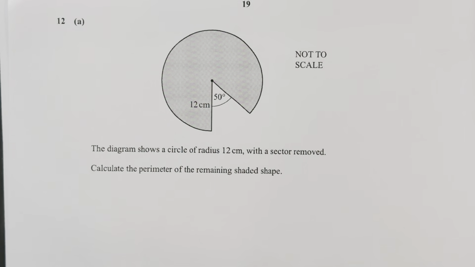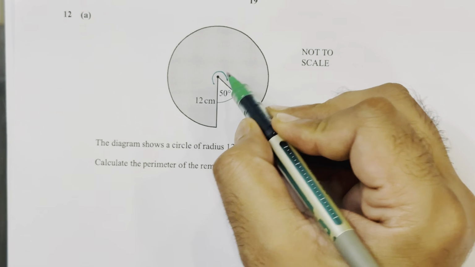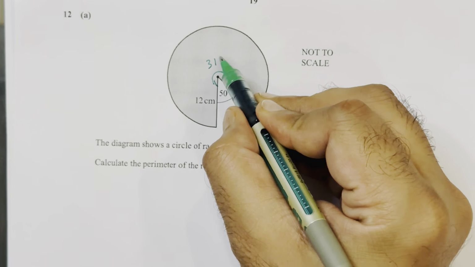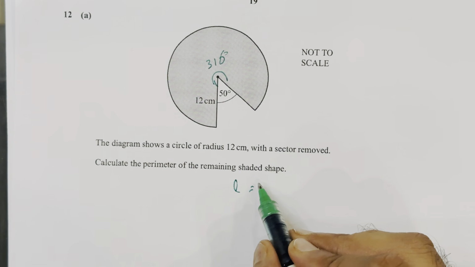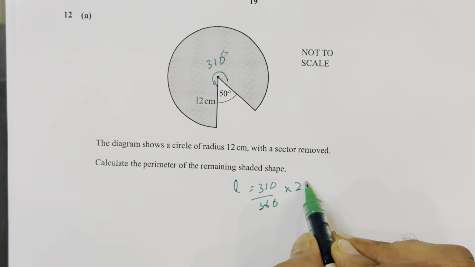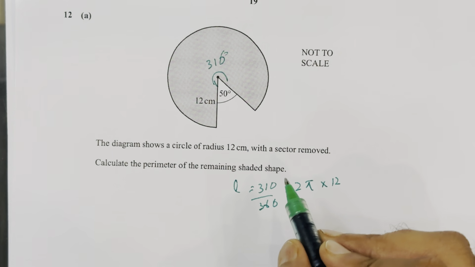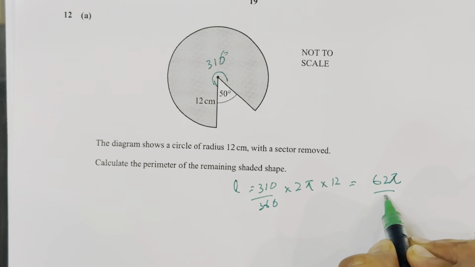Moving to the last question of our paper, that is also from the topic of mensuration. The diagram shows a circle of radius 12 cm with a sector removed. Calculate the perimeter of the remaining shaded region. We know that if this is 50, then 360 minus 50 would be 310 degrees. So we can find the length: 310 over 360 multiplied by 2 pi r, and the value of r is 12. After solving it, you get the value 62 pi by 3.